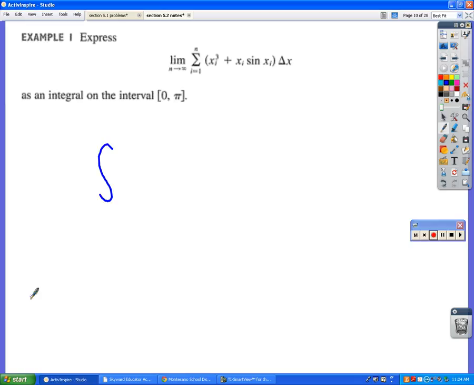Terrible. Pi on top. Terrible. I haven't done these since last year. So 0 to pi. Oh wait, you write it on top and on the bottom. The integral of x cubed plus x sine of x dx.